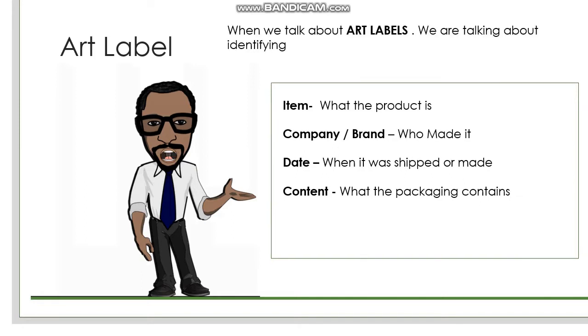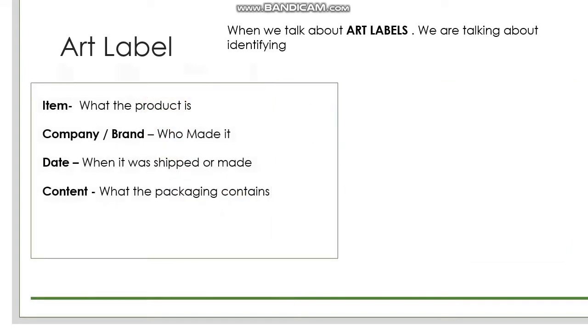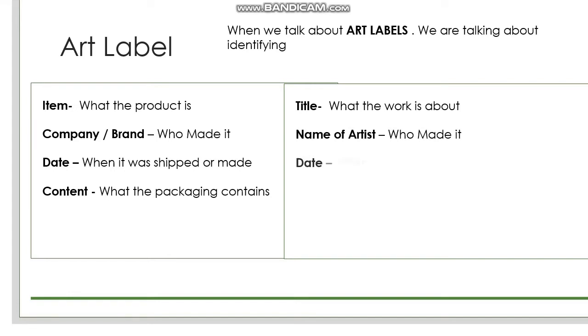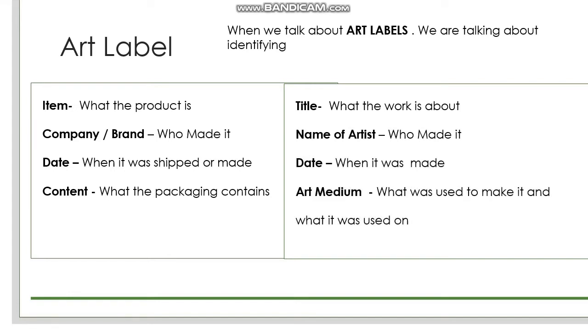When we talk about art labels, we're talking about identifying the title. This is what the work is about. The name of the artist. This is who made it. The date. This means when was this work made. And the art medium. This is identifying what was used to make it and what it was made on.